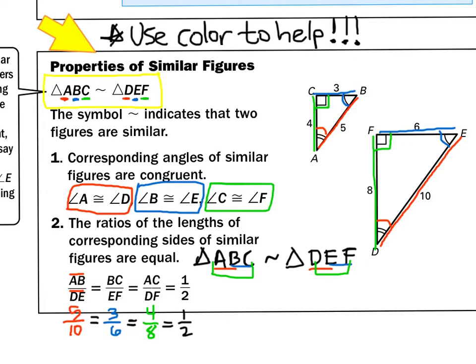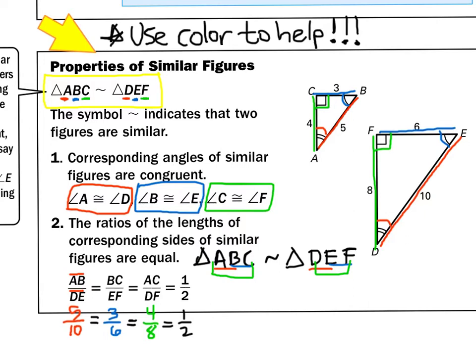But what you're going to find, to make sure that the shape is exactly the same, these angles have to be exactly the same size. So look at how they wrote it. Angle A is congruent to angle D. That means they're exactly the same size. So if this angle was 40 degrees, this angle would have to be 40 degrees.